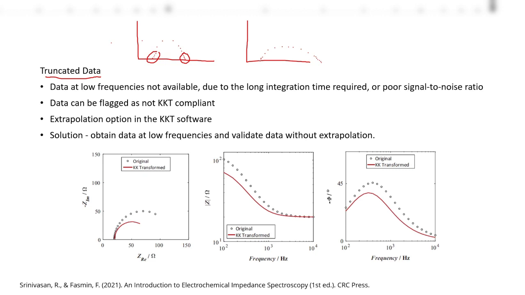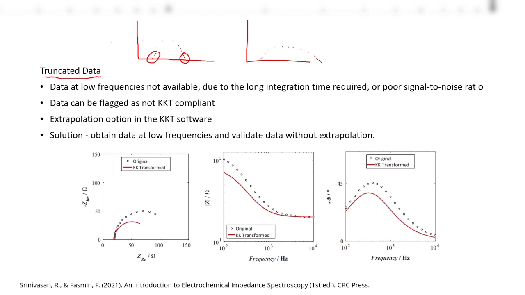So usually it is preferred that we take the data over the entire frequency region, and the data points should be evenly spaced. I should go for a minimum of 7 points per decade. I cannot go for very few points per decade, then it can flag it off as KKT non-compliant. So we saw some cases. Sir had explained about some cases where the system will flag it off as KKT non-compliant.